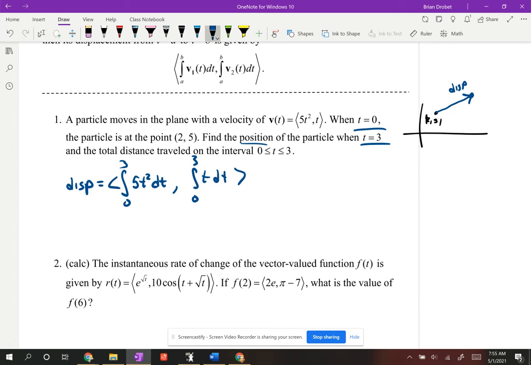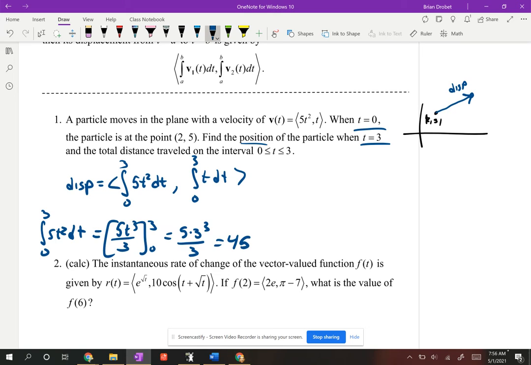So, maybe it's easiest to do this off to the side here. What's the integral of 5t squared with respect to t from 0 to 3? The antiderivative is 5t cubed over 3 on the interval from 0 to 3. So that is 5 times 3 cubed over 3, which is 5 times 9, or 45. And then the integral from 0 to 3 of t dt is t squared over 2 from 0 up to 3, which is 9 halves. So my displacement vector is 45, 9 halves.